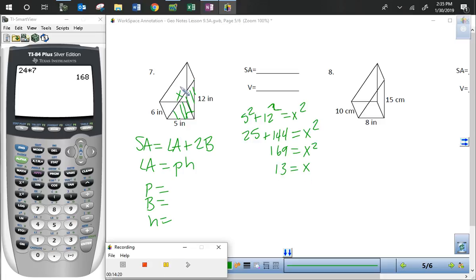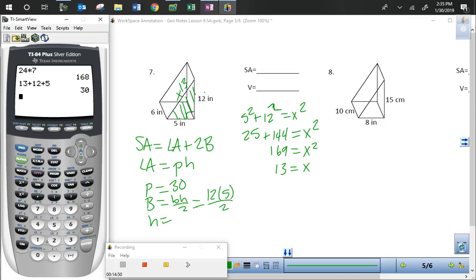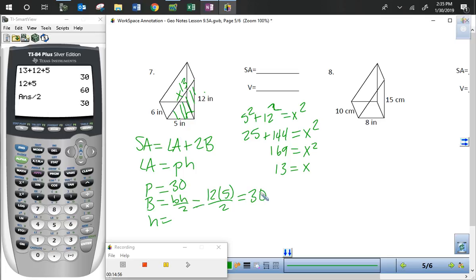Alright, x is 13 here. Put it on your picture because that's not our perimeter, that's just the missing side. So now we're taking 13 plus 12 plus 5. 30. Area of the base, look at the shape. It's a triangle, so base times height over 2. 12 times 5 over 2, 30. And the height, in this case, really is the number we haven't used yet, the one going between the two triangles, or between the bases, 6.